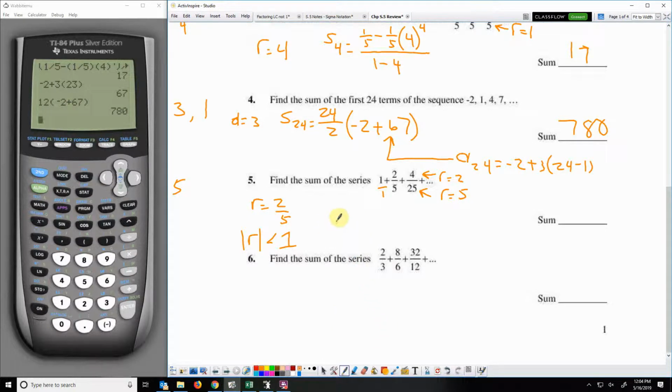Okay, so it's S sub n equals the first term, 1, over 1 minus r, 1 minus 2/5. So that's 1 over 3/5. Outer is 5, inner is 3. The sum of that series is 5/3.